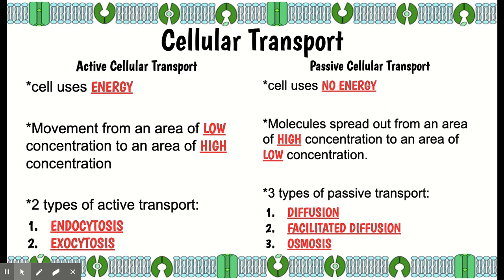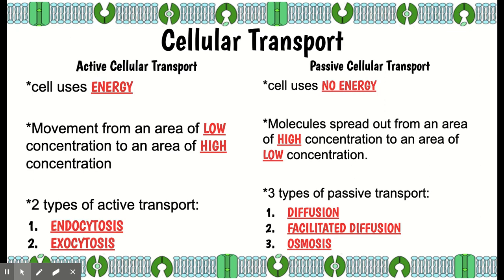Okay, so active cellular transport is using energy to get things in and out of the cell. So something might be so big that we can't just bring it into the cell, so we need energy, we need that ATP to bring things into the cell. And we're going to talk about that even more next week when we talk about photosynthesis and cellular respiration and how our bodies make energy. On the other side, in passive cellular transport, the cell does not use energy. So these are things that can just go through the membrane without using energy.